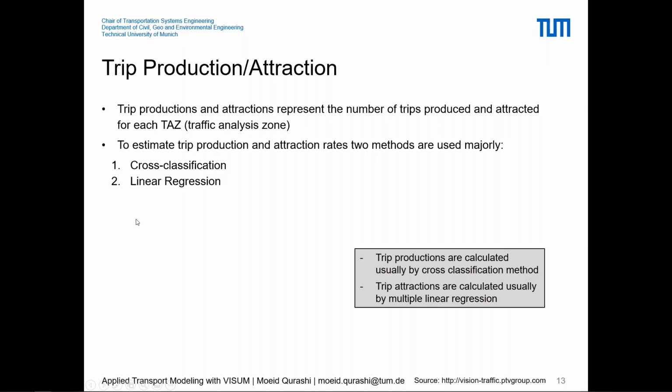The first line is self-explanatory. It says that the trip productions and attractions represent all the trips that are either produced or attracted by each zone. We have two estimation methods that we mainly use for this type of estimation. First is cross classification and the second one is linear regression.